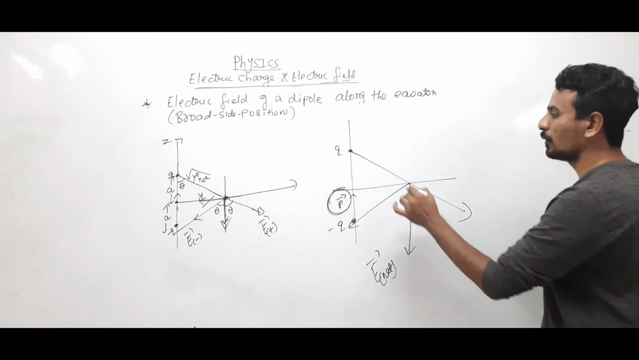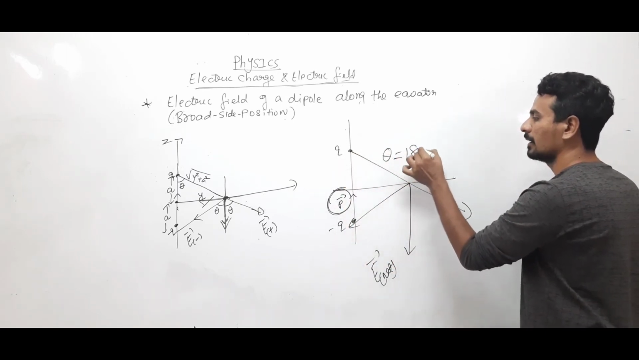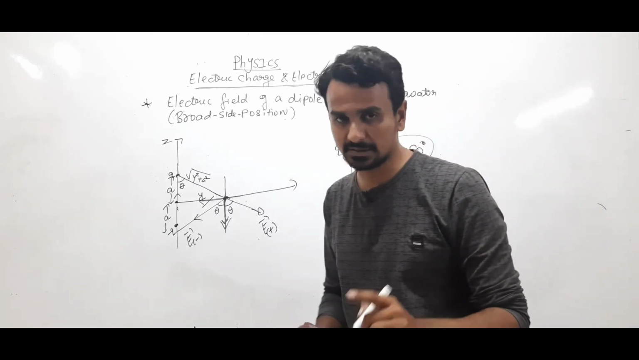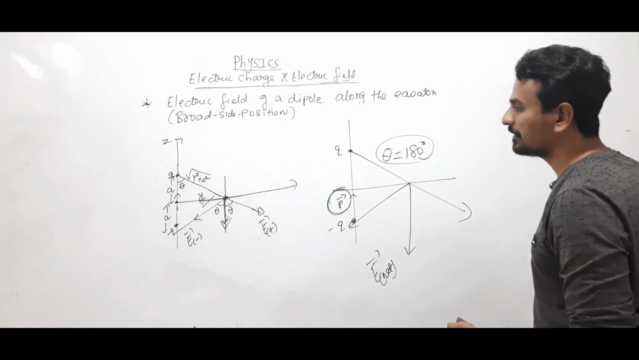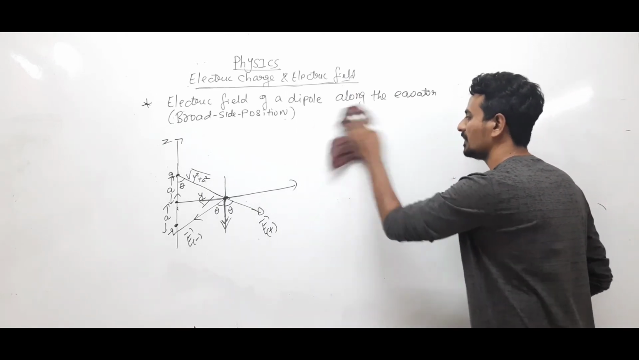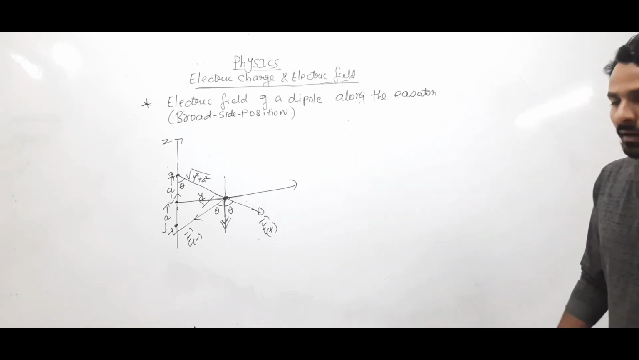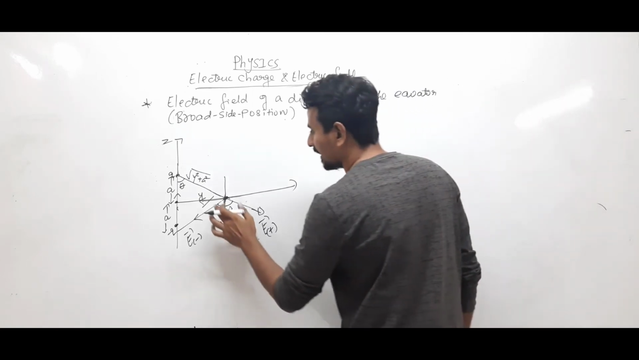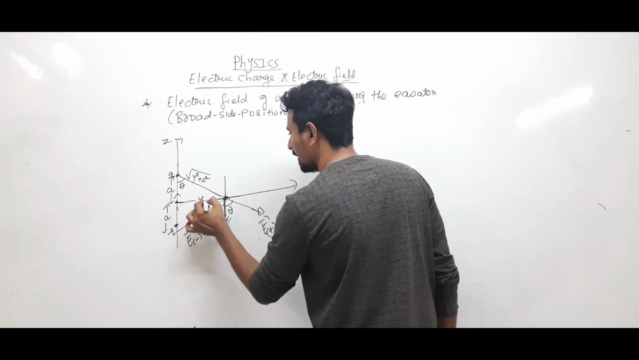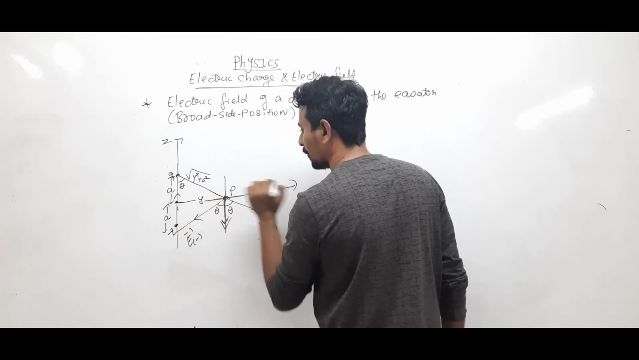So what is the angle now? 180 degree. Previously along the axis, it was 0 degree. Along the equator it is 180. Clear? Okay. Now we want to calculate the electric field at a distance y here at point P.